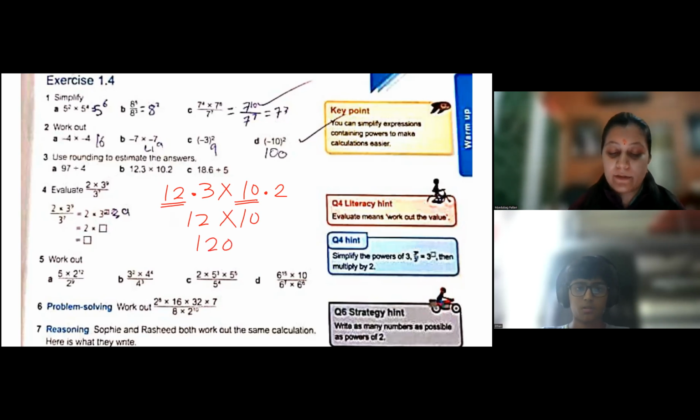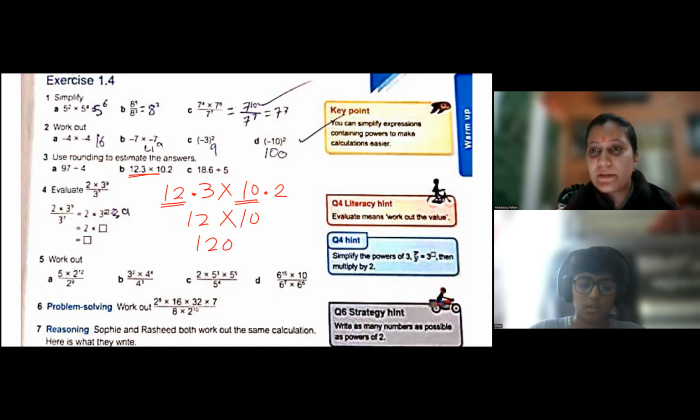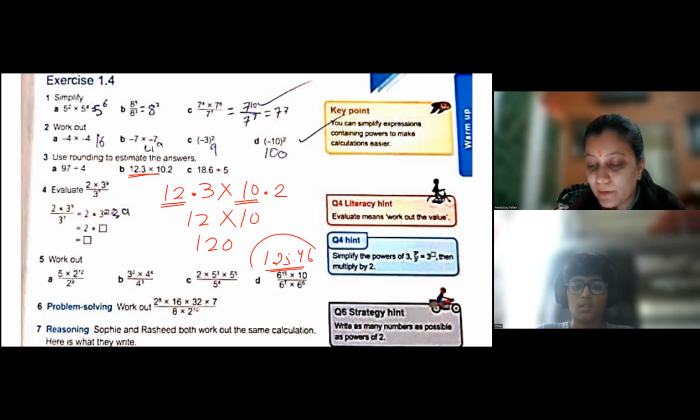Now you can check it. What value will you get for 12.3 into 10.2? Is it closer to 120 or not? A value plus minus 4 or 5 is okay. 125.46. See, 125.46, right? It's nearer to 120 only. Since we have to write an estimated answer only, the estimate will be 120.